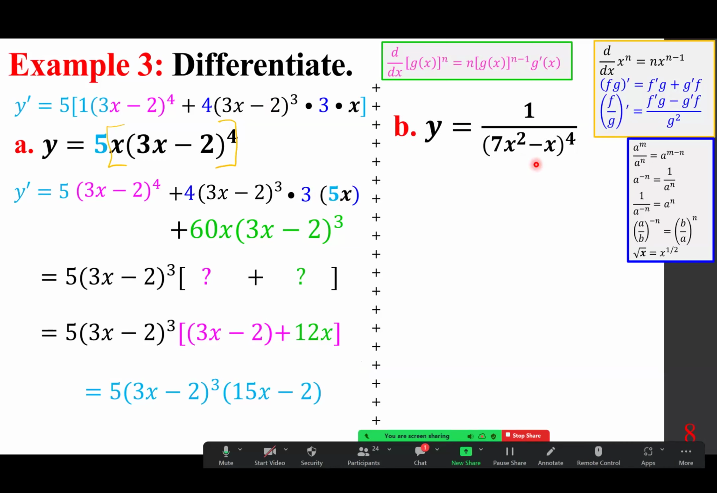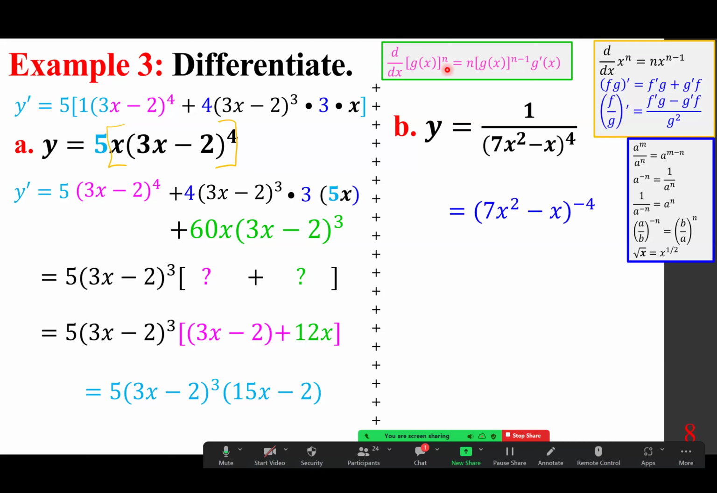Y equals 1 over 7x squared minus x to the power of 4. To differentiate this, we are going to use the power rule, or for that matter, the extended power rule. So we are going to put it in a format so that power rule can be used. So we bring it down to the power of -4. This is algebra.